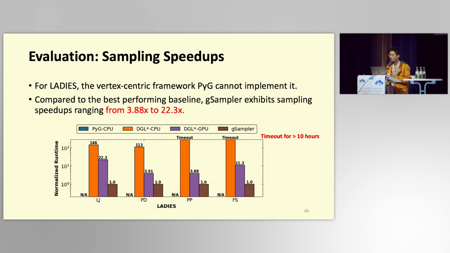Across the 4 datasets, gSampler outperforms all baselines for sampling. Here we show the latest algorithm. PyG doesn't support this algorithm due to the gap between the vertex-centric API and the complexity of this algorithm. Compared to the best-performing baseline, DGL, which is developed by AWS, gSampler introduced 3.88 to 22.3 times sampling speedup. And notice that some baselines which place their sampling on CPU even run out of time.